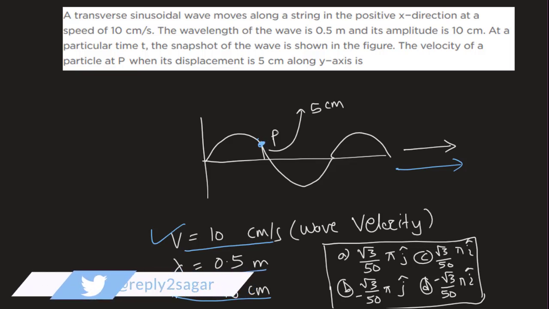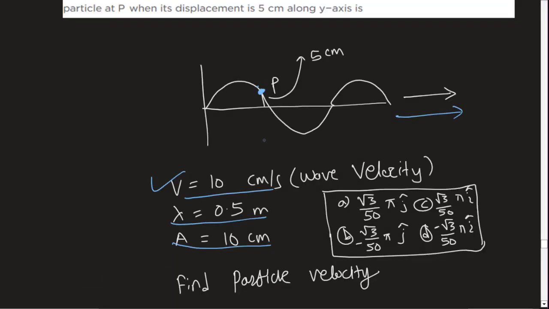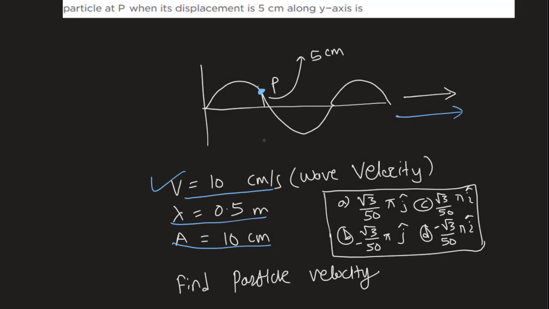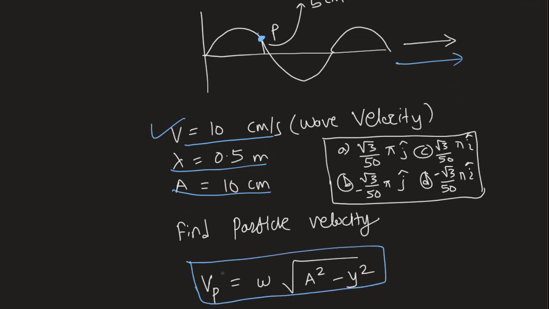Okay, there are two velocities: velocity of wave and velocity of the particle. So velocity of wave is given. We have to find the velocity of the particle, which is displaced 5 centimeter along y-axis. So how do you find the velocity of the particle? So there is a simple formula for that, and that formula is given by this equation. Velocity of the particle is given by omega into under root of a square minus y square.